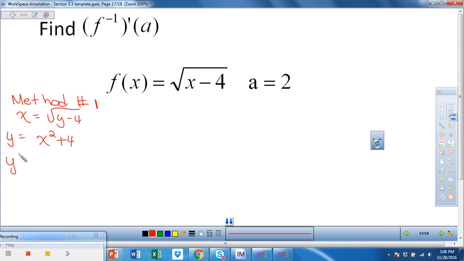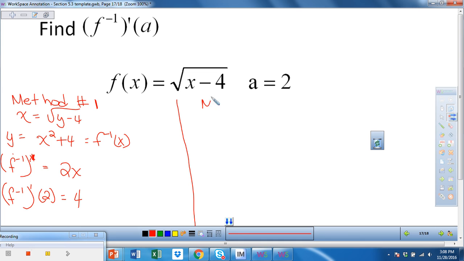So now this is the inverse. Let me use correct notation. This is the inverse of this function. And so now the derivative of that inverse is 2x. And then evaluating the derivative of the inverse at 2, I get 4. Straightforward. Now let's use the second method that we just learned. And what I'm just showing you is that you get the same answer.